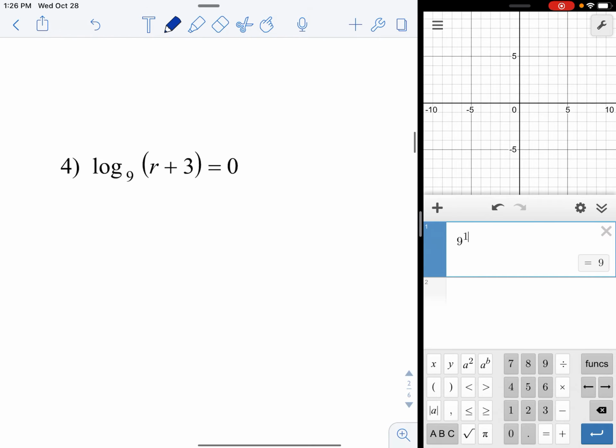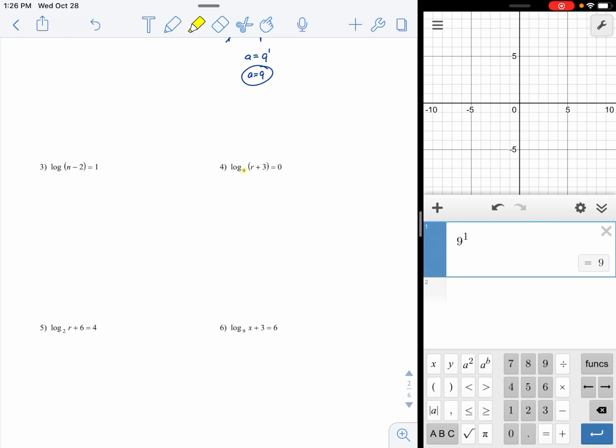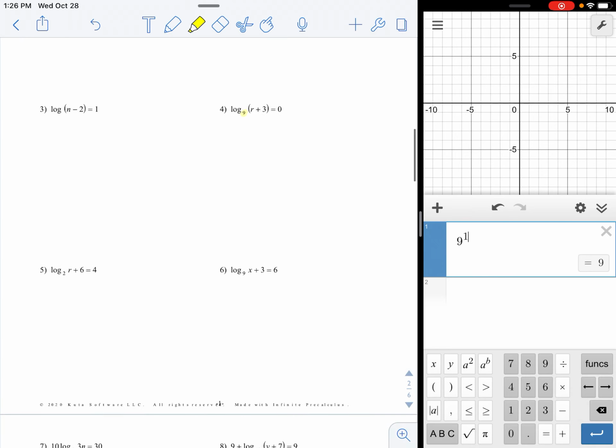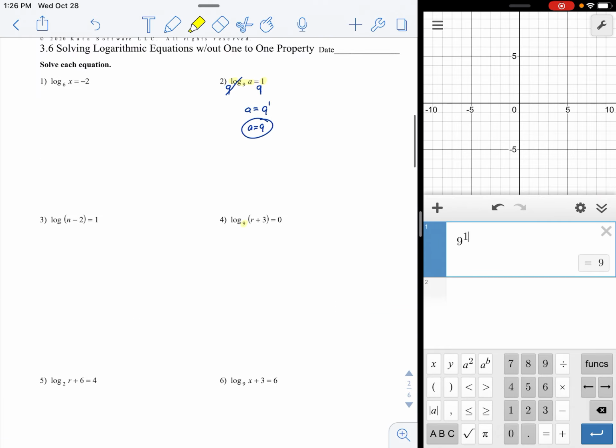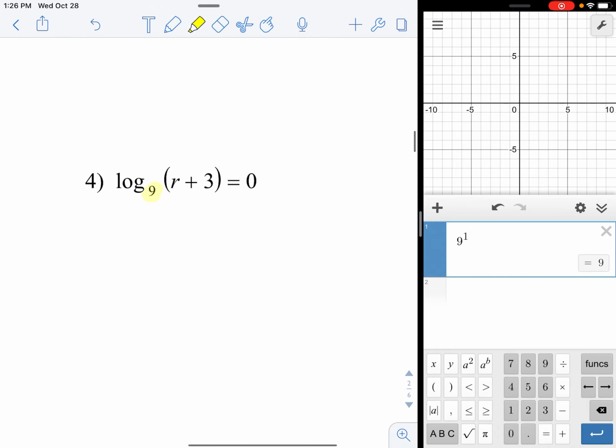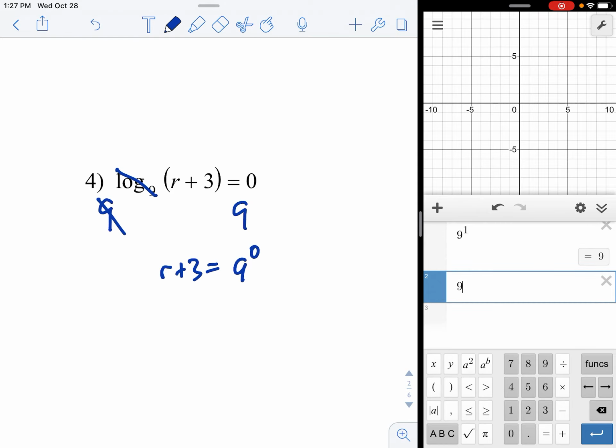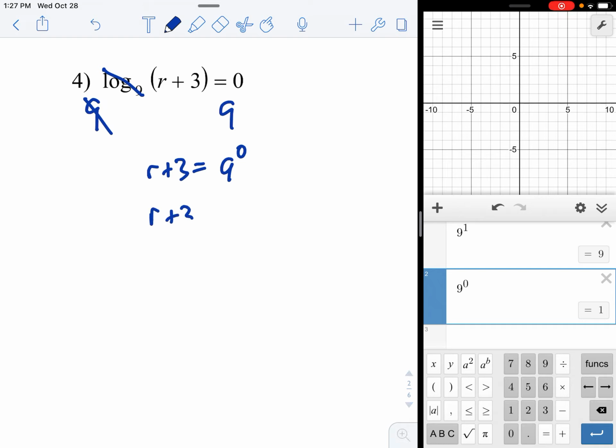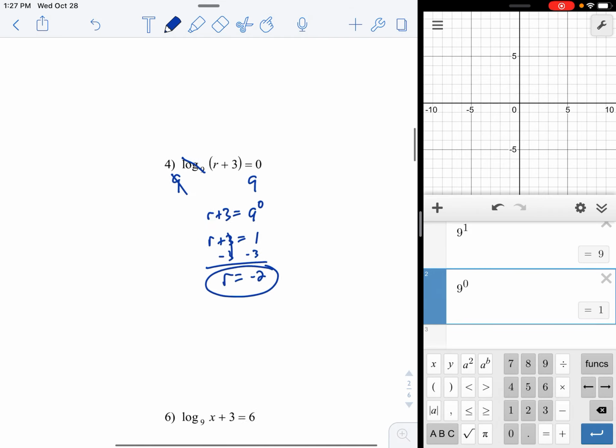Number 4, coincidentally, is also base 9. Man, are there a lot of base 9s? No, it's just apparently the first 3 problems on my side. So number 4, we want to cancel out a log base 9, so I have to drop a base 9 here and do it here. Those cancel out. I get r plus 3 equals 9 to the 0 power. What's 9 to the 0 power? Well, anything to the 0 power is 1. R plus 3 equals 1. Now subtract 3 on both sides. R equals negative 2. And then that is the answer.